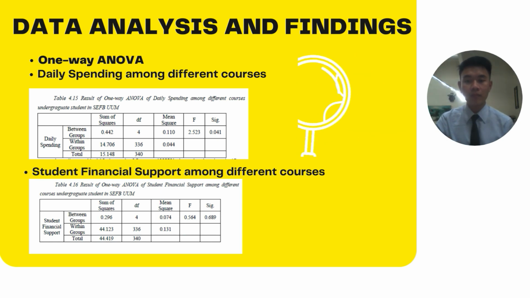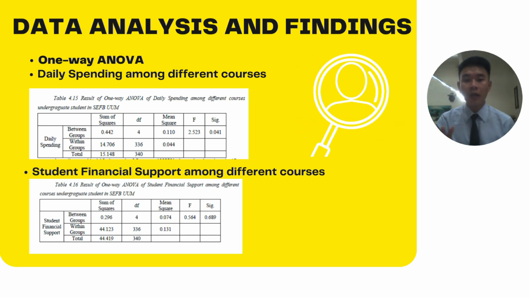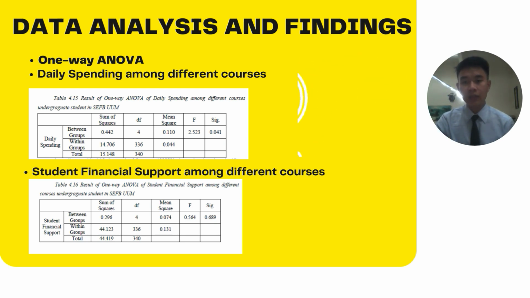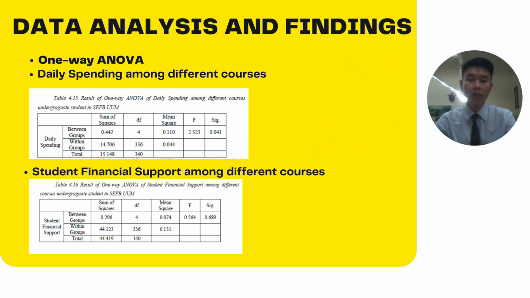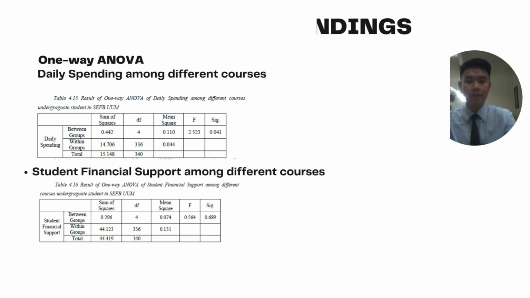spend less daily. Based on the table of student financial support among different courses, the p-value recorded is 0.689, which is more than the significance level of 0.05. Thus, null hypothesis G should not be rejected, which means there is no significant difference in student financial support among different courses. The level of student financial support cannot be determined by courses. Some of the respondents from certain courses might have high student financial support, but some might have low. It does not relate to courses directly.